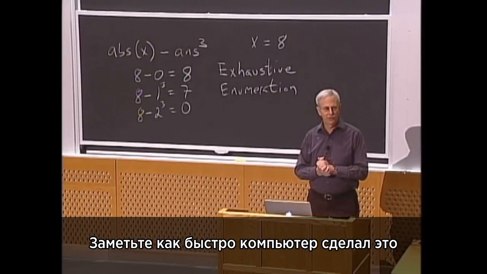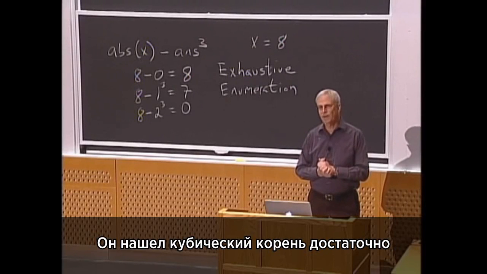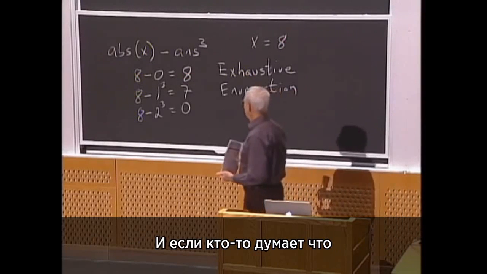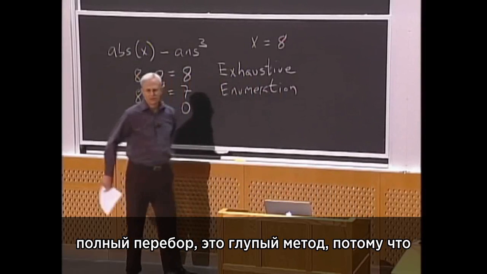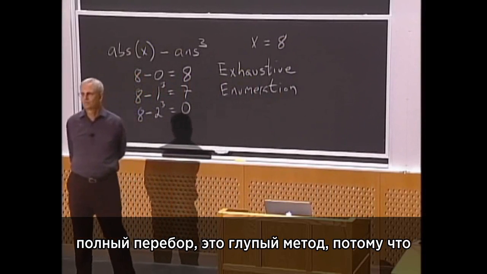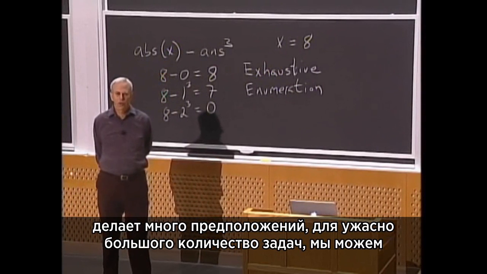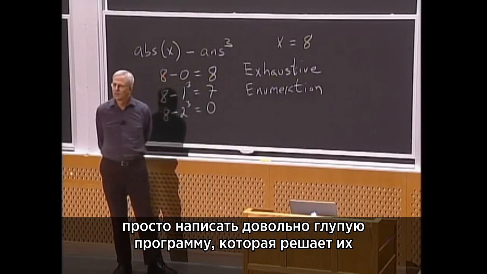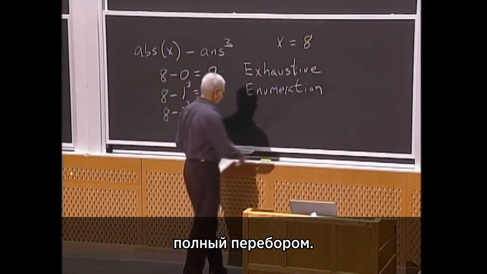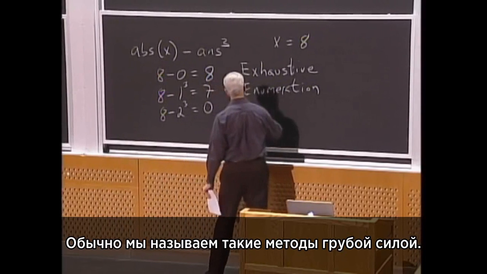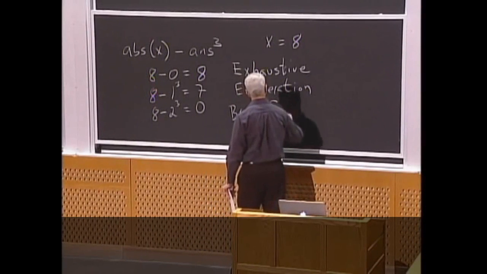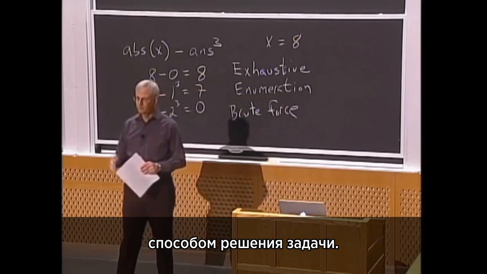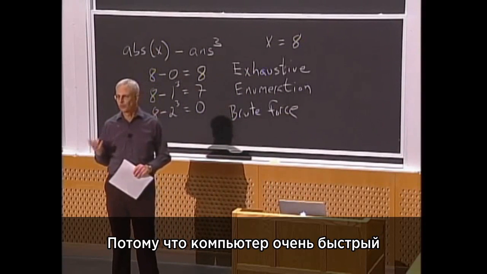Notice how quickly the computer did this. Found the cube root of quite a large number very quickly. And so while one might initially think that exhaustive enumeration is a silly technique because it takes a lot of guesses, for an awful lot of problems we can actually just write a pretty stupid program that solves it by exhaustive enumeration. We typically refer to such programs as brute force. And brute force is often exactly the right way to solve a problem. Why does it work? Because computers are really fast.